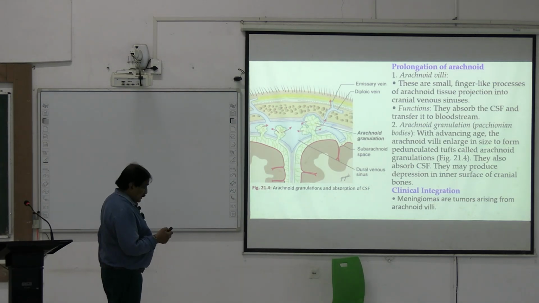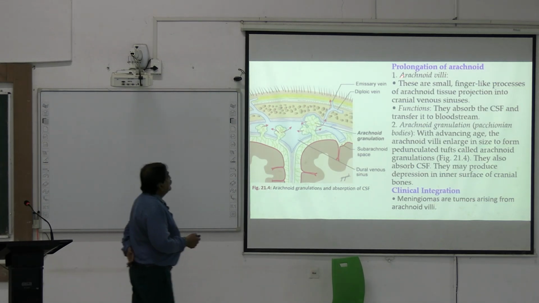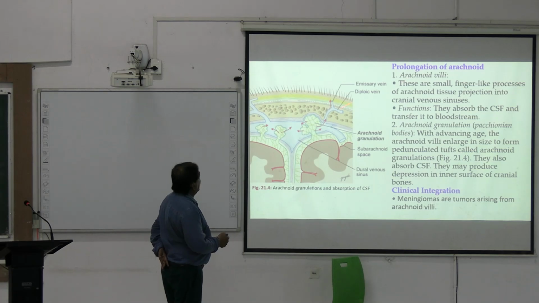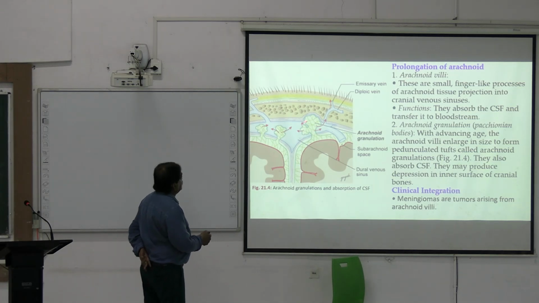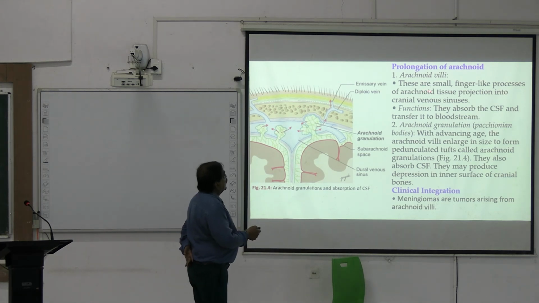Now, the prolongation of arachnoid villi. These are the arachnoid granulations and subarachnoid space. These are the dural venous sinuses, arachnoid granulations and absorption of CSF. These are small finger-like projections of arachnoid tissue projecting into cranial venous sinuses. Functions: they absorb the CSF and transfer it to the bloodstream.